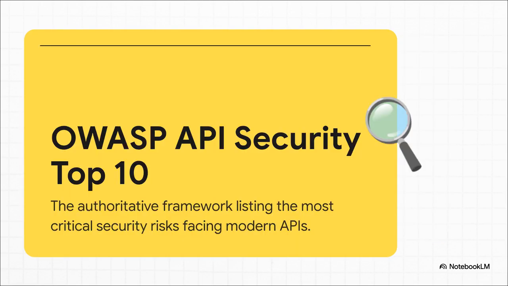So what exactly is this thing? Well, officially, the OWASP API Security Top 10 is the go-to guide for the biggest, baddest, and most common security risks out there for APIs. It's the industry gold standard for a reason. This is the benchmark that everyone, from tiny startups to massive corporations, uses to measure how secure they really are.